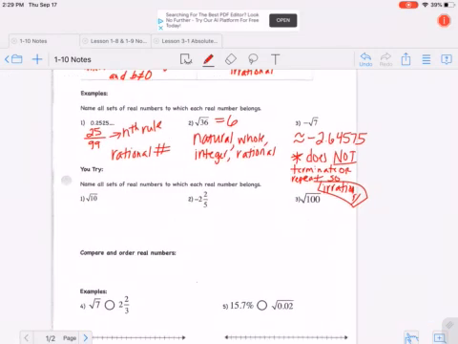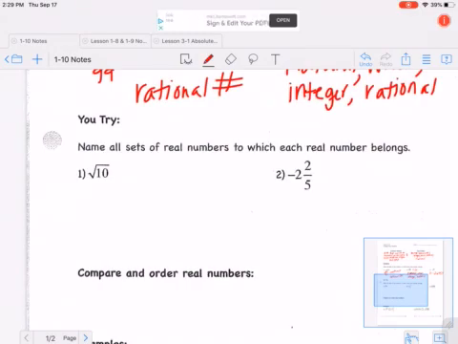Alright, at this time, pause your video and try numbers 1, 2, and 3 on your own. And then when you get back, you can play your video to get the answers for 1, 2, and 3.